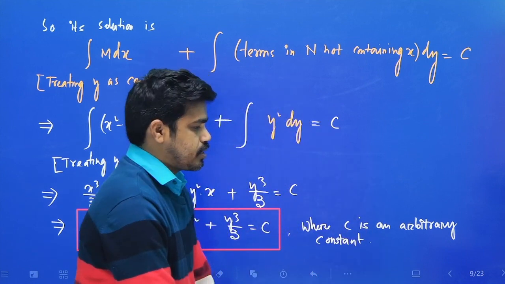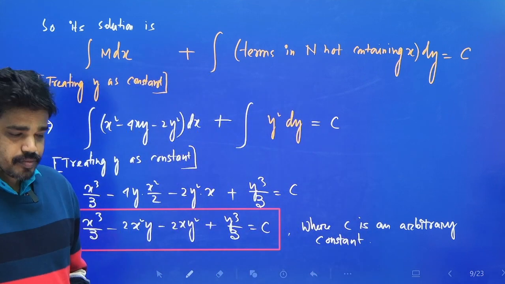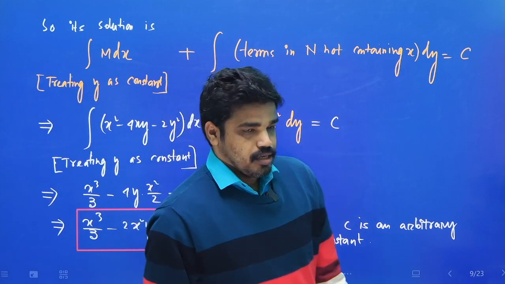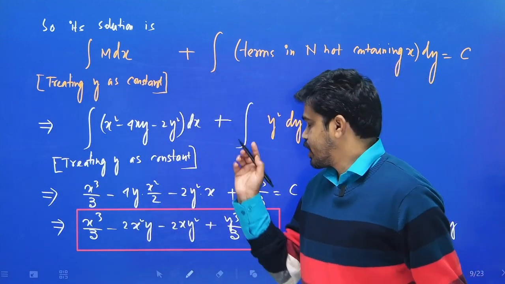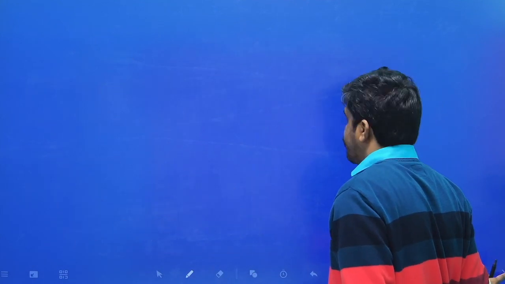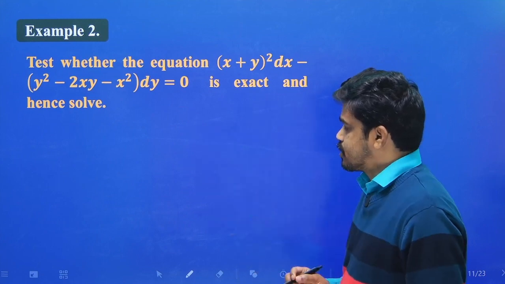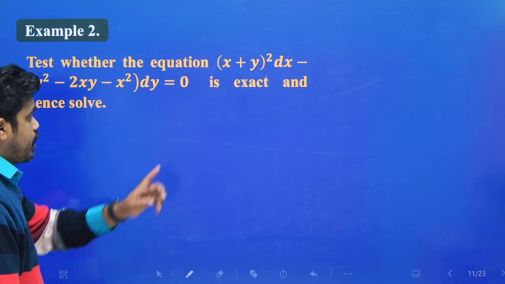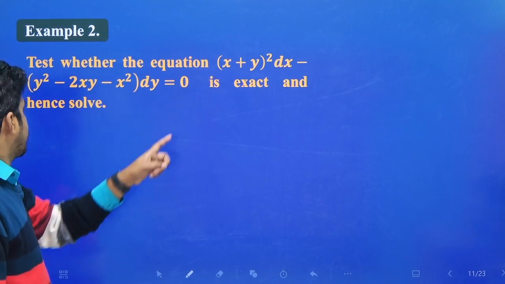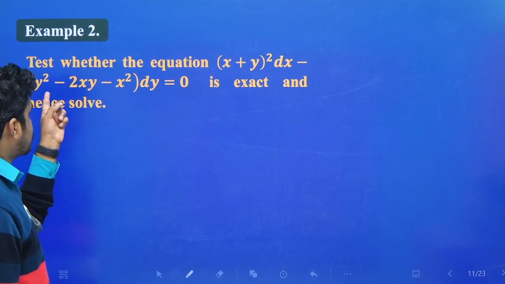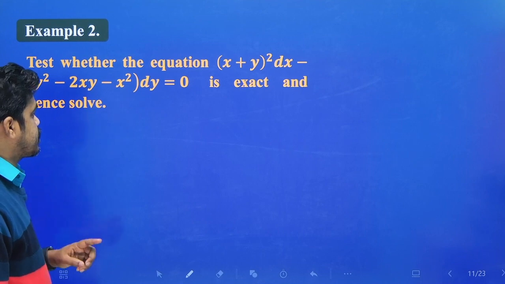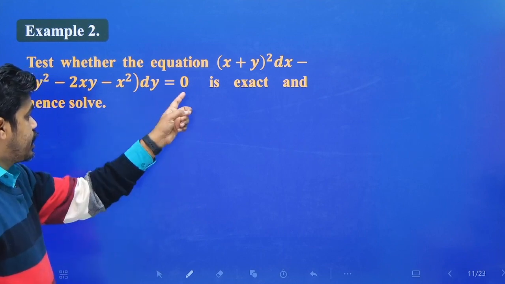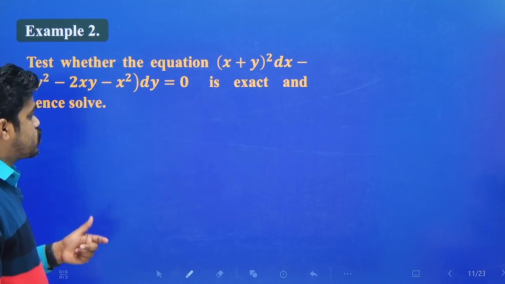Okay, simple. Clear? So next example, note this: test whether the equation (x plus y) whole square dx minus (y square minus 2xy minus x square) dy is equal to 0 is exact, and hence solve it.